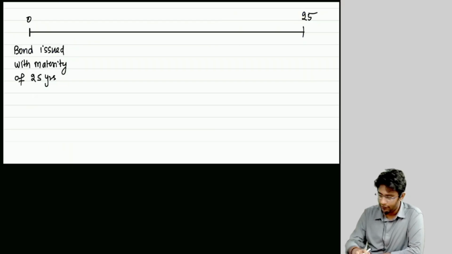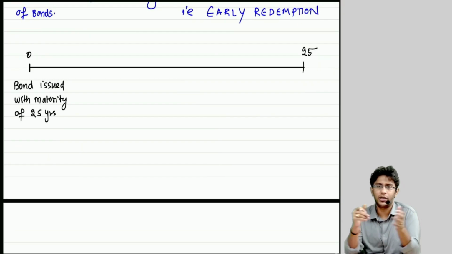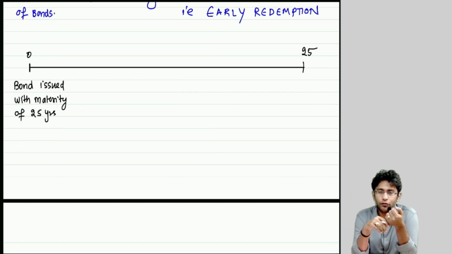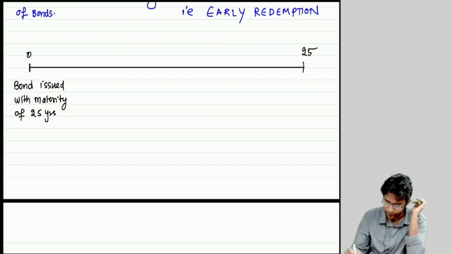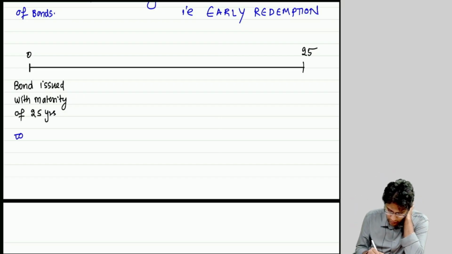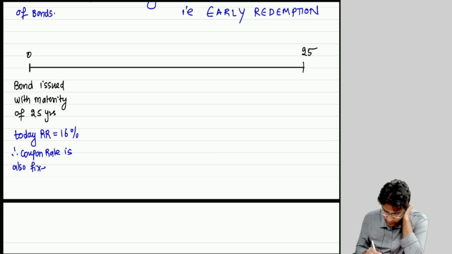Now, when I issue such a long gestation period bond, if I have to convince people to buy this bond, I have to offer a coupon rate which is matching with their expectation. So today RR in the market, let's say, is 16%. Therefore, coupon rate is also fixed as 16%.